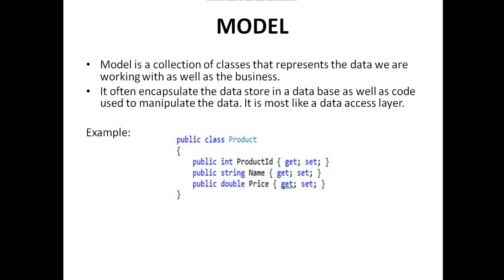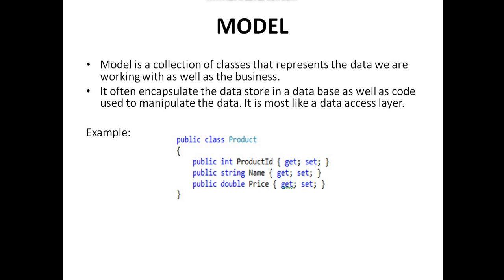Model is a collection of classes that represents the data we are working with as well as the business logic. It defines a set of rules that specify how data can be changed and manipulated. It may contain data validation rules. It often encapsulates the data stored in a database as well as code used to manipulate the data. It is most likely a data access layer. Apart from providing the data objects, models have no significance in this framework.